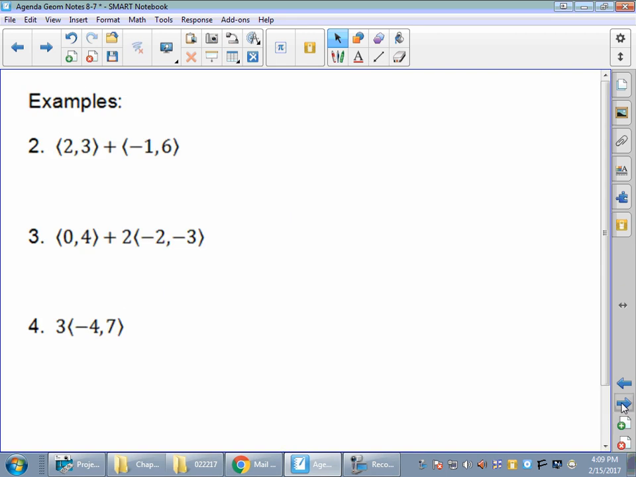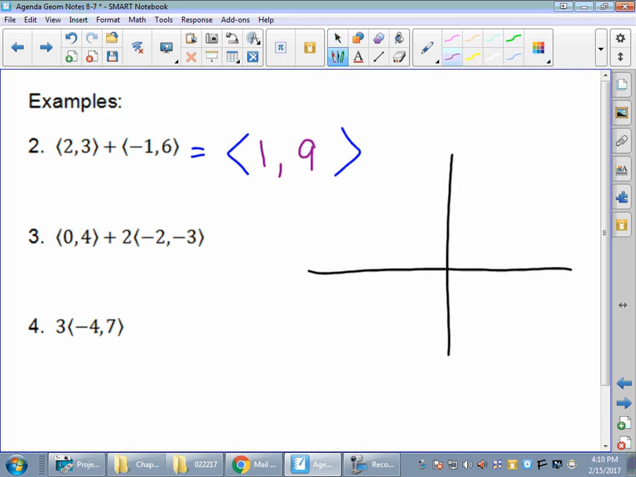So a couple examples. I do want to show this too on the coordinate plane because I'm going to ask you to do some problems like this. So it asks you to add these two vectors, for example, number 2. Vector 2, 3 plus vector negative 1, 6. Well, we're just going to do the vector math. We're going to add the x coordinates. We're going to add the y coordinates. So I should have a 1, 9. So when it asks me to sketch this graph, I'm going to sketch my first vector. All of these are in standard position. So always start from the origin and sketch it.